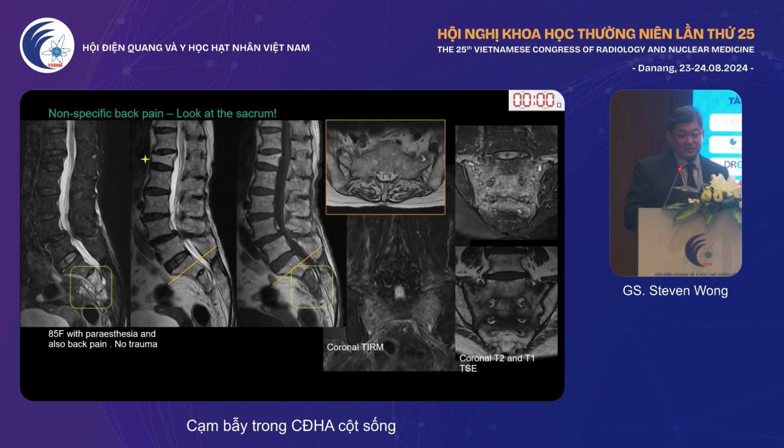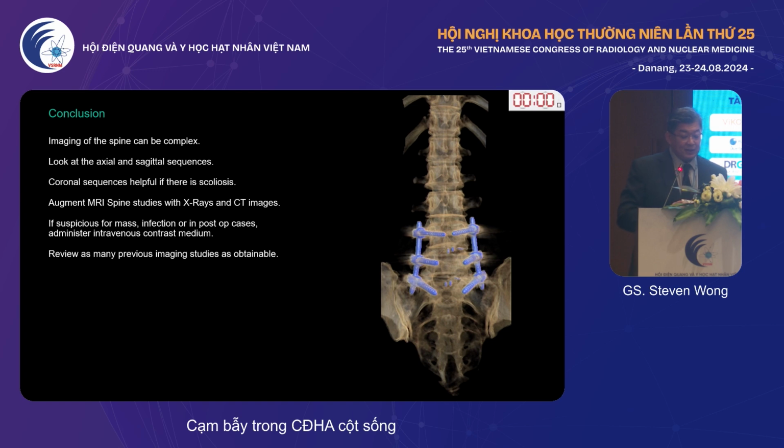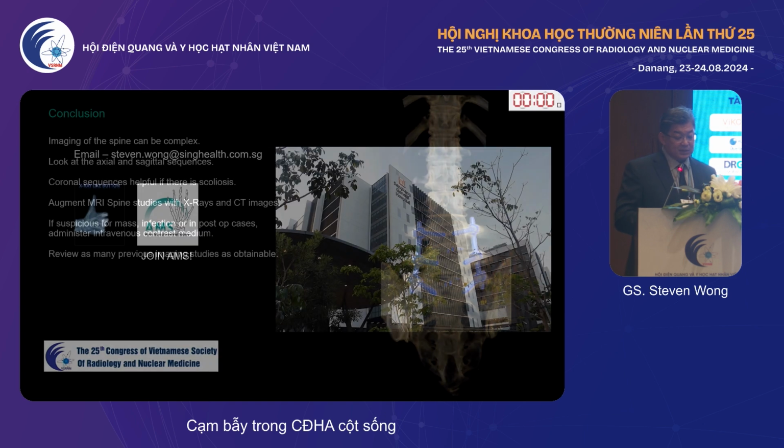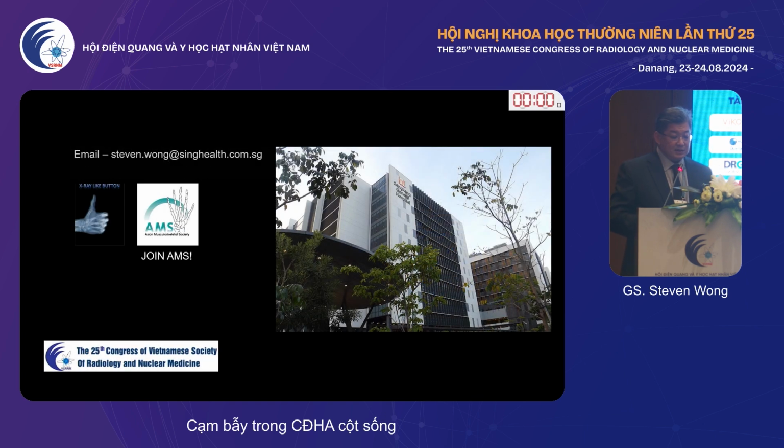I will try and end my talk. So spinal imaging is not as easy as we think it is. If you can, look at the sagittals with as much attention as you look at the axial sequences. Look at the X-rays and look at the CT scans also. And if you need to, give intravenous contrast medium and see as many previous imaging studies. With that, thank you. My apologies for going over time.